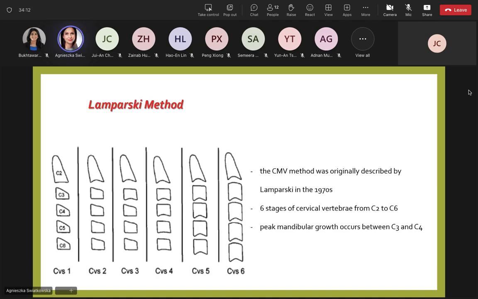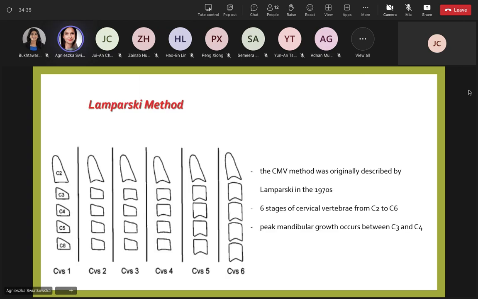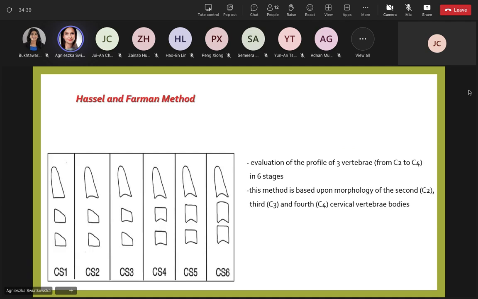So the patient needs 2 X-rays. A face X-ray, which is the cephalometric X-ray, and next the X-ray of the neck. Because in a normal situation, we don't see all of these vertebrae. And nowadays, we don't use this method.